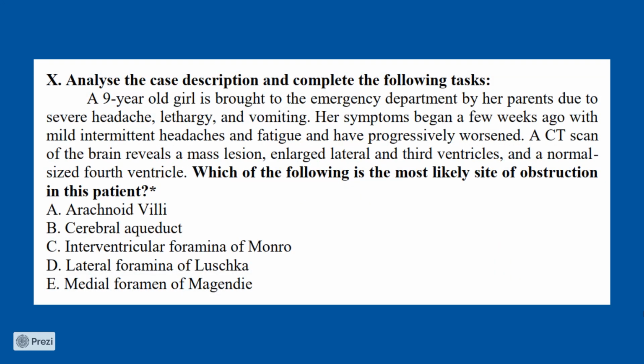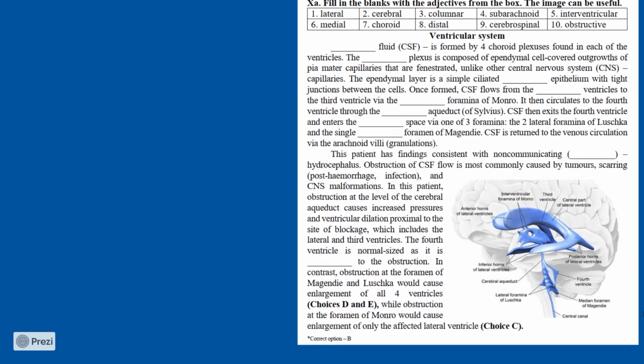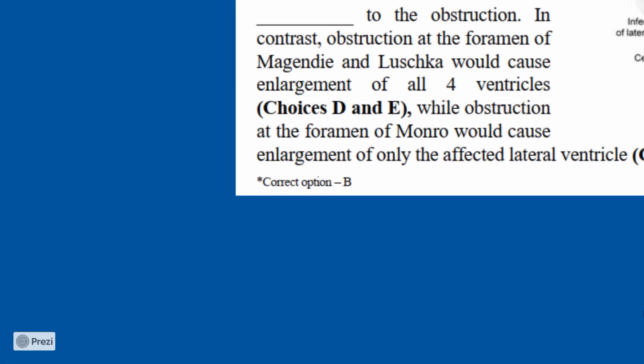Exercise number 10 is the preparation for the Croc exam. Here is the case study, and you have to decide which is the most likely site of obstruction. Most likely means найбільш ймовірний or вірогідний. And the site of obstruction is місце обструкції, закупорки, непрохідності, блокади. You can find the correct answer at the bottom of the page, but first try to answer on your own.